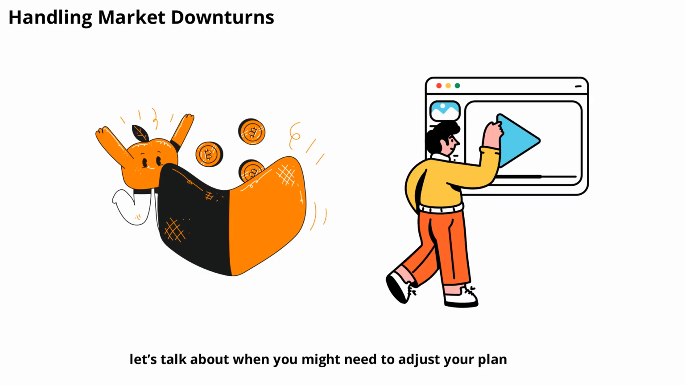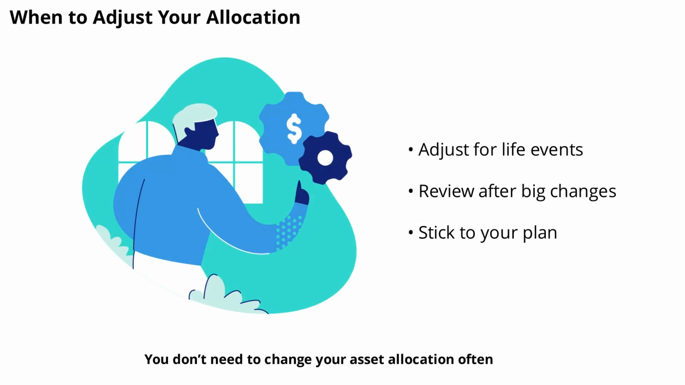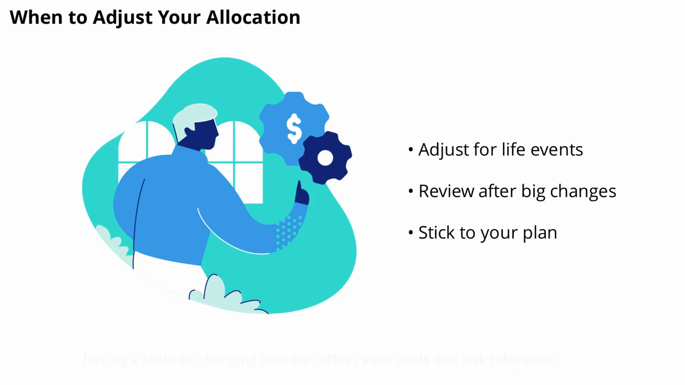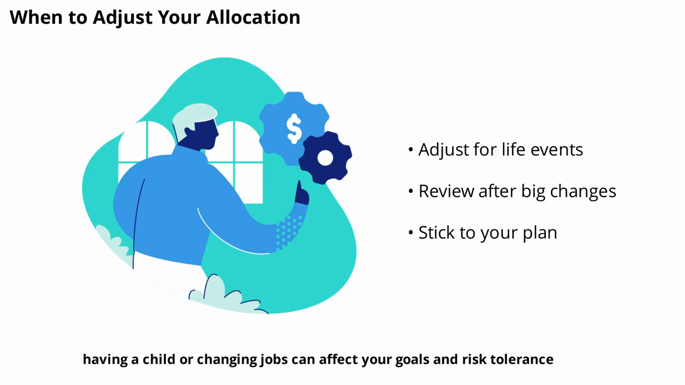Next, let's talk about when you might need to adjust your plan. You don't need to change your asset allocation often, but there are times when it makes sense. Major life events like getting married, having a child, or changing jobs can affect your goals and risk tolerance. Review your plan when these events happen and make adjustments if needed. Otherwise, stick to your strategy and avoid making changes based on short-term market movements.